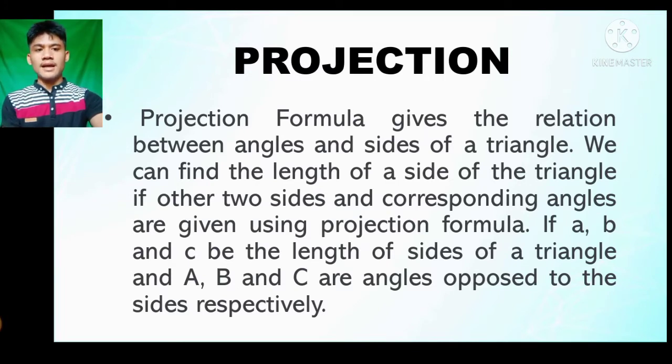using the projection formula. If a, b, and c are the lengths of the sides of a triangle and A, B, and C are the angles opposite the sides respectively, A for a, B for b, C for c. So projections could be found if we have givens such as oblique triangles. If we are familiar with oblique triangles, then it would be easy for us to solve the projections.